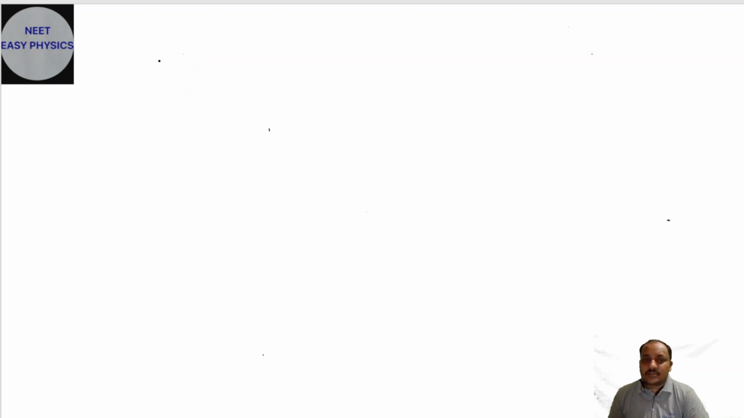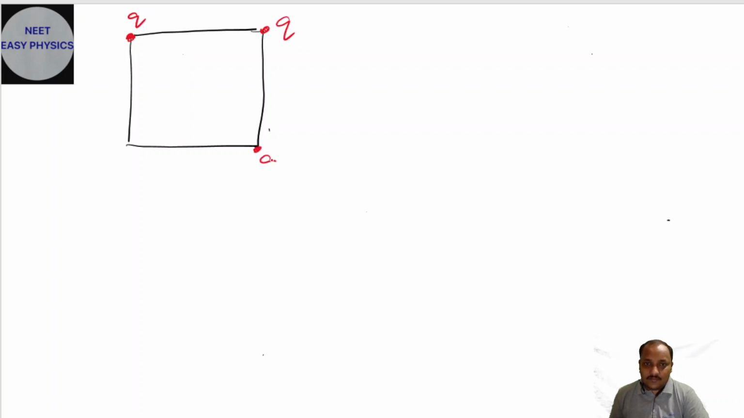We were discussing potential due to point charge. Already we discussed potential due to charges placed on triangle corners. Now, you will see four charges placed at four corners of a square of each side small a, then find the potential at the center of the square.